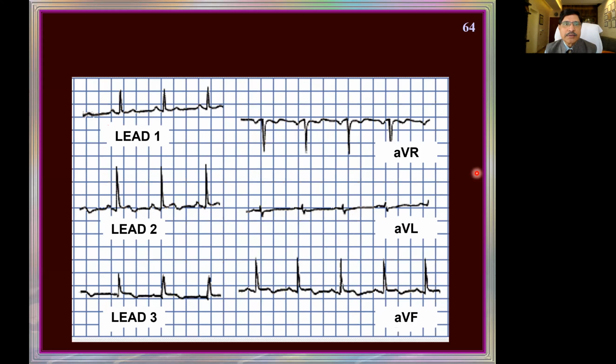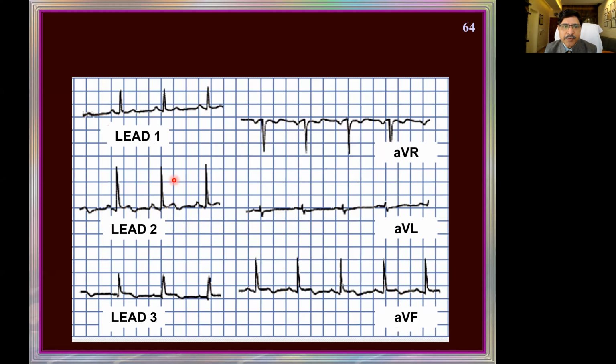Can you tell me what is the rate of this ECG? We already know how to calculate the rate. So we know this is fallen on the thicker line. This is 300. This is 150. This is 100. This is 75. So this is closer to 75 than 100. So probably around 80 is the heart rate, which is normal.